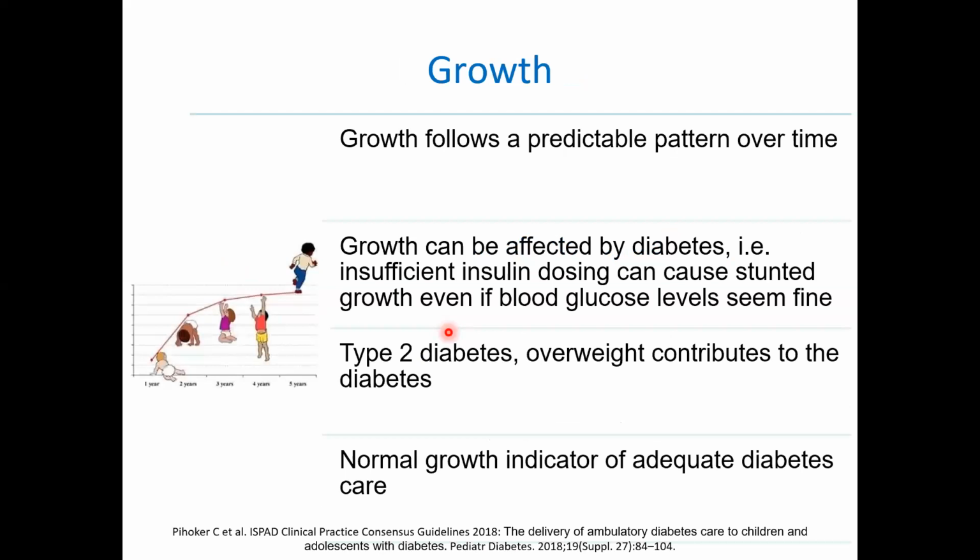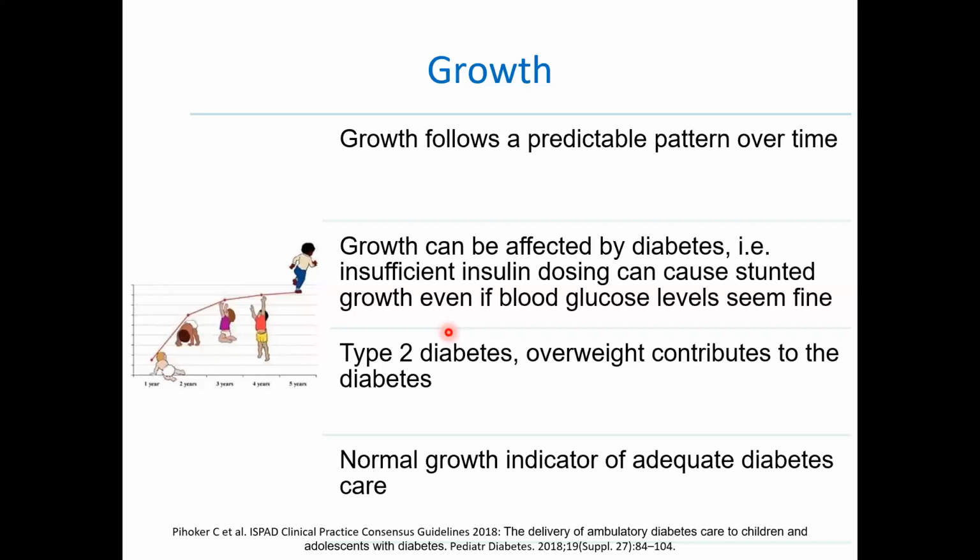But just to remind us that growth follows a predictable pattern over time, and it can be affected by diabetes. So if the patient is getting insufficient insulin, this can result in stunting, even if the blood glucose seems to be fine. Okay, so if you have a patient with diabetes who is stunted, then most likely they're not getting insulin, or they're not getting adequate insulin.